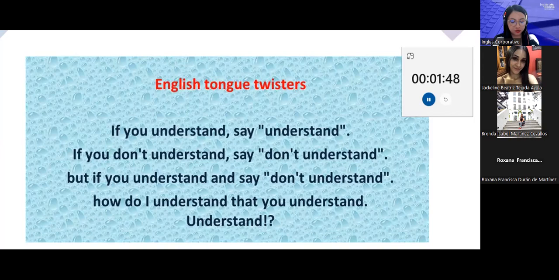Okay, we're about to finish with the time to practice. Remember the key word, palabra clave, understand.